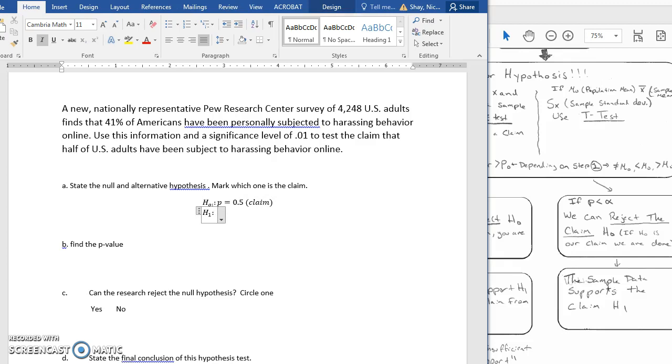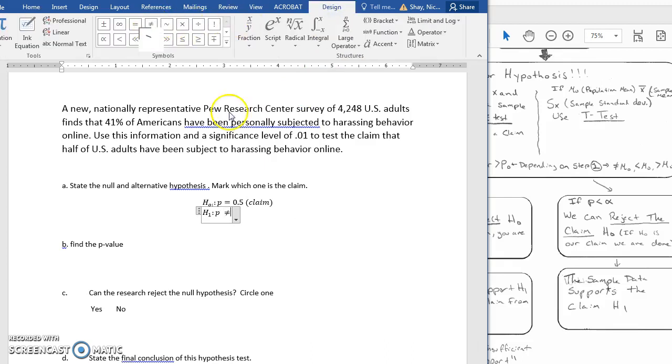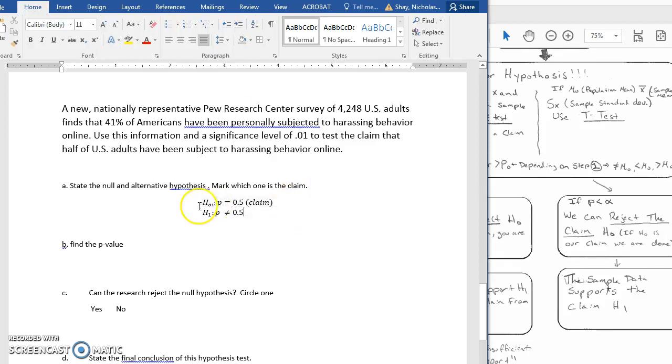So what's the alternative? Well, we're going to use a different symbol here. We're going to say that P is not equal to 0.5, because we are claiming that it is half. So it either is or it isn't. So this time we're going to have H0 being our claim. Now we're going to need to do some work to find our p-value. So we're going to need to run the 1 prop z test.